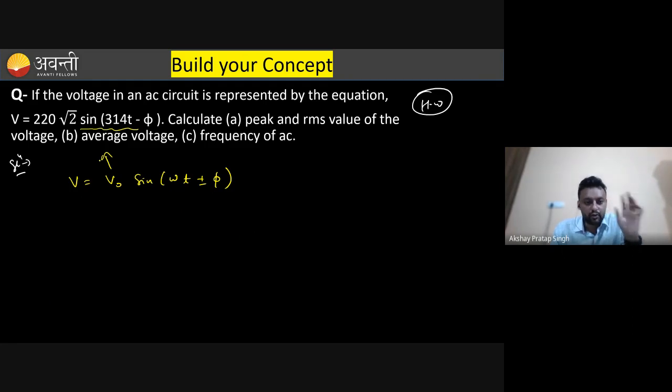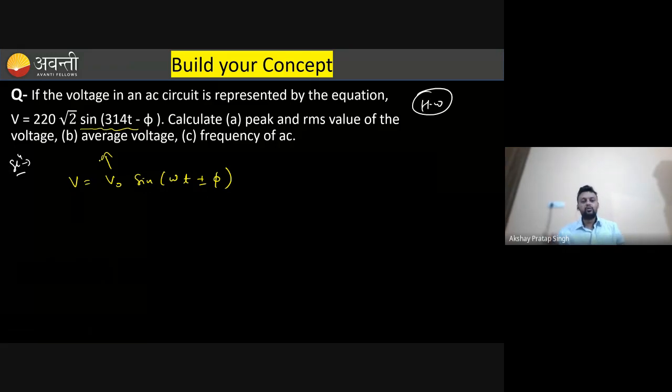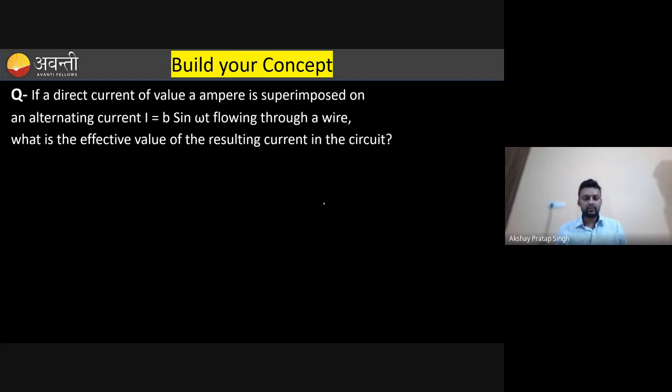Can you compare these two equations? Say yes or no. Can you compare these two equations and solve the question? This is a very fundamental question. Everyone should reply in a hurry. Very good. R. Kumar is saying yes, sir. Okay. Moving further for the next question.